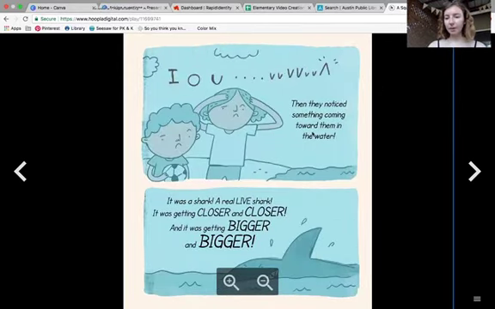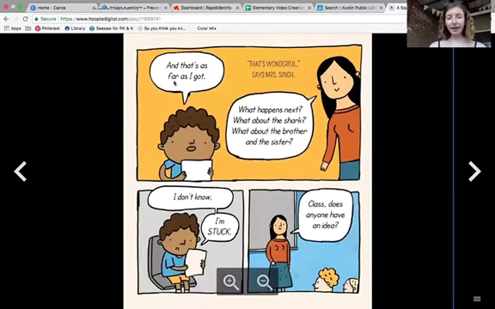Then they noticed something coming toward them in the water. It was a shark, a real live shark. It was getting closer and closer, and it was getting bigger and bigger. And that's as far as I got.